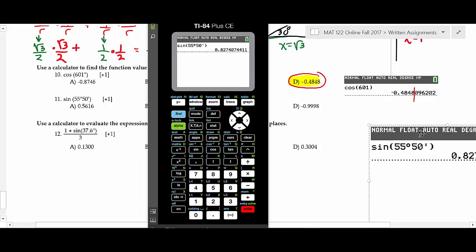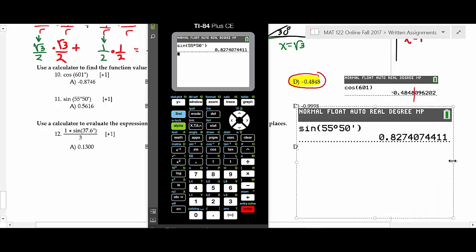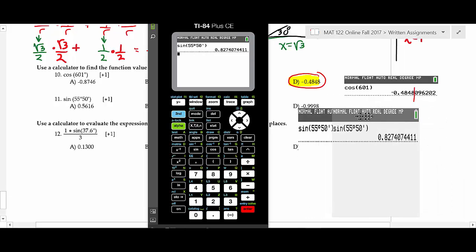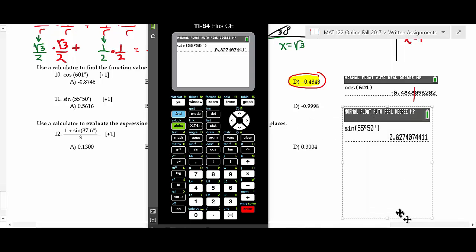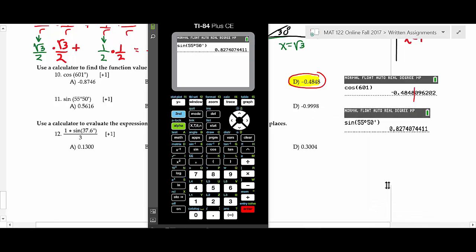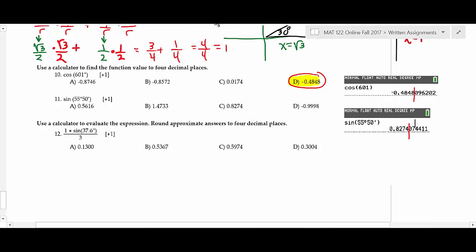I'm going to slide this over here so you can see this. If you round this one to 4 decimals, it looks like that would be 0.8274. So that would be choice C.